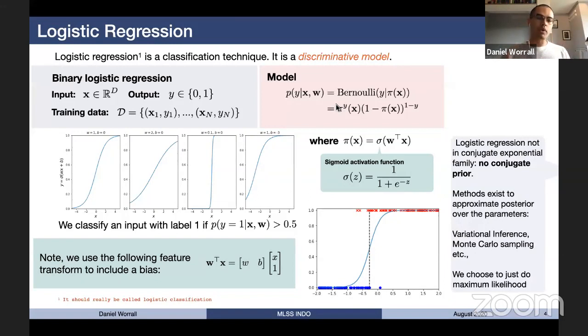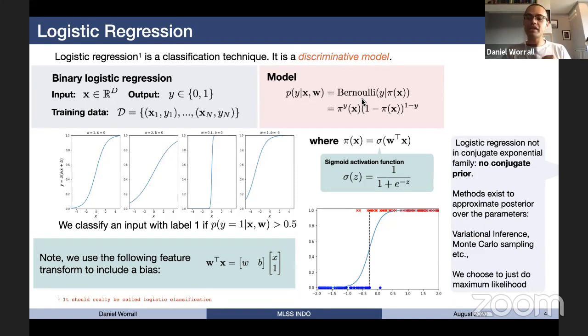Now, given some data set, we want to find out the likelihood of w, and we might then use some statistical technique, maybe Bayesian inference, which we looked at previously, to find a probability distribution over the w's. But that only works if you have distributions in what's called the conjugate exponential family. Although the Bernoulli is in the conjugate exponential family, when you combine it with this particular function pi of x, which is a sigmoid function, it no longer is in the exponential family. So there doesn't actually exist what we call a conjugate prior. So we can't do Bayesian inference very easily in this framework.